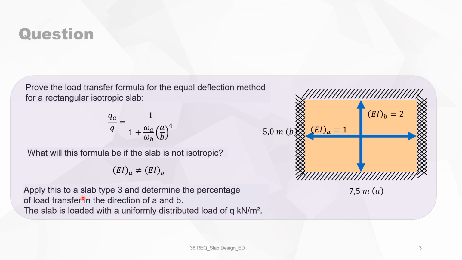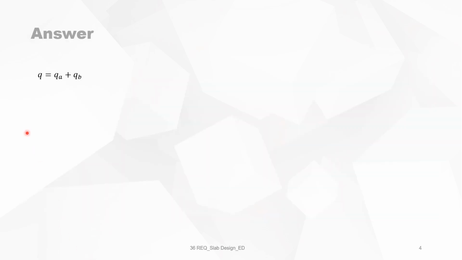Apply this to a slab type 3 and determine the percentage of load transfer in the direction of A and B, knowing that the slab is loaded with a uniformly distributed load of Q kilonewton per square meter. The total load is the load in direction A plus the load in direction B, or the load in direction B is equal to the total load minus the total load in direction A.